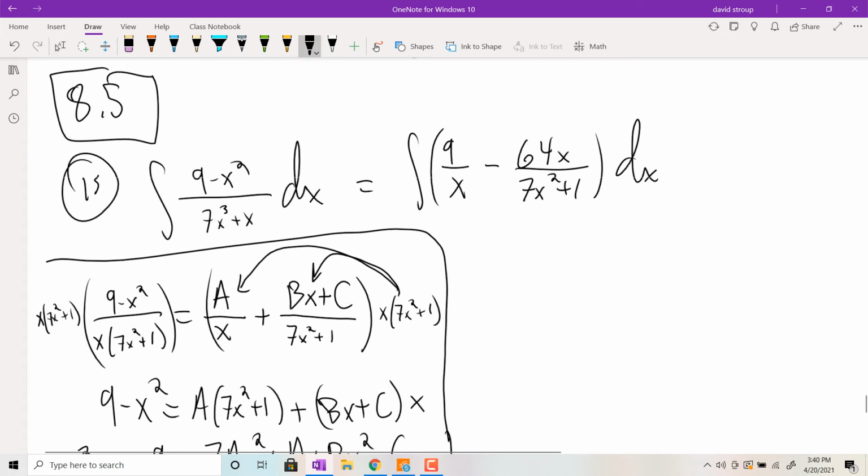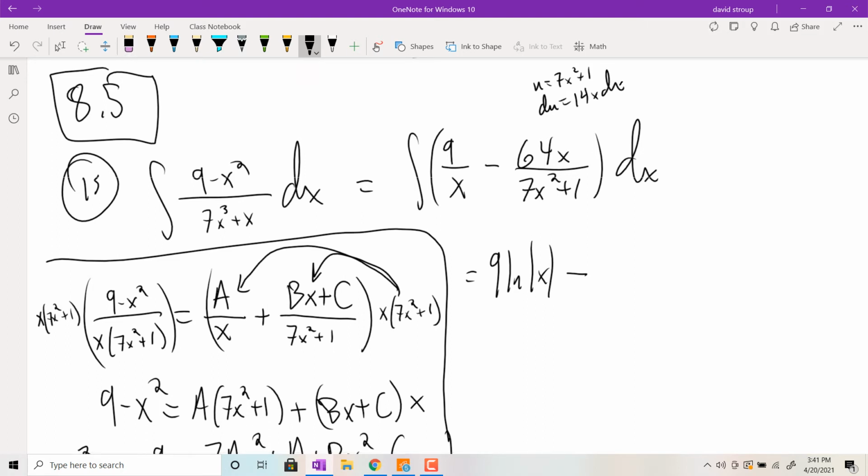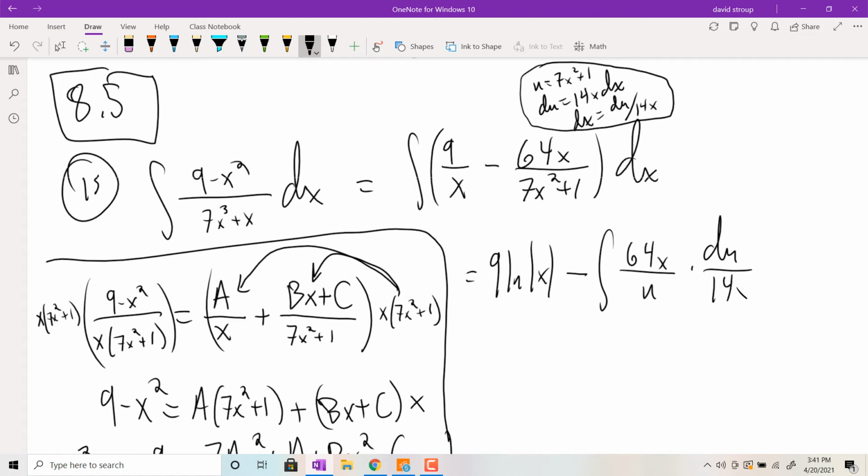Okay, the first integral is just a natural log, so 9 ln absolute value x. And then minus, for this guy I need a u sub, right? So u is 7x squared plus 1, du is 14x dx, power rule. So dx will be du all over 14x. Okay, so I could factor out 64 if I wish, but let's just leave it as it is right now. 64x over u times dx, which is du all over 14x. And absolute value x minus. You can factor out a 64 over 14, which would be 32 over 7. The x's cancel.